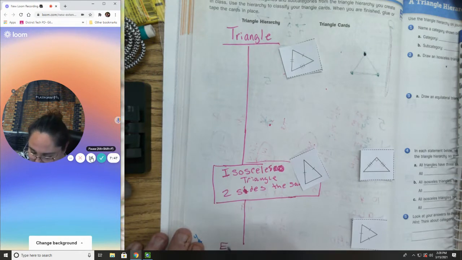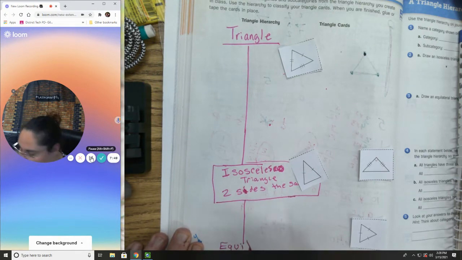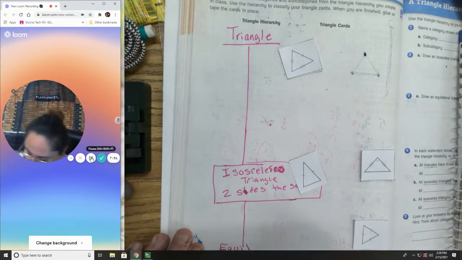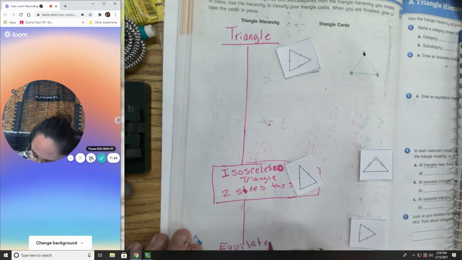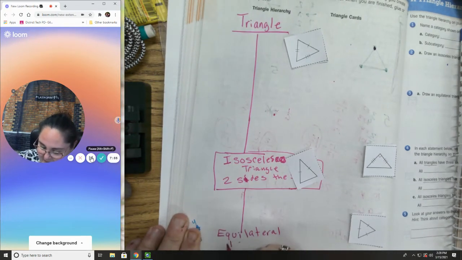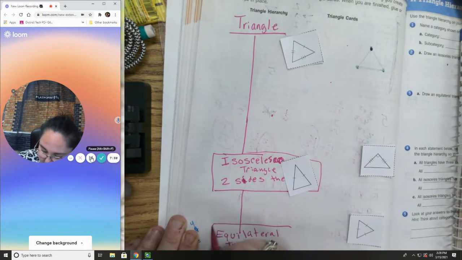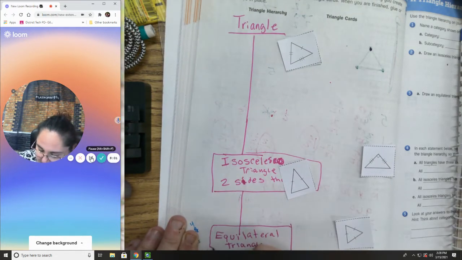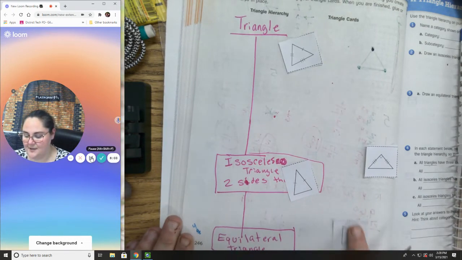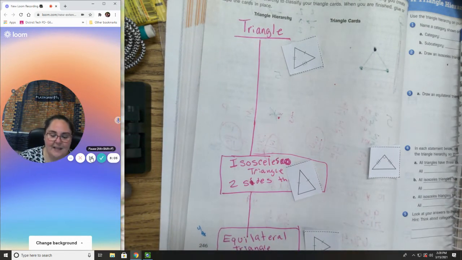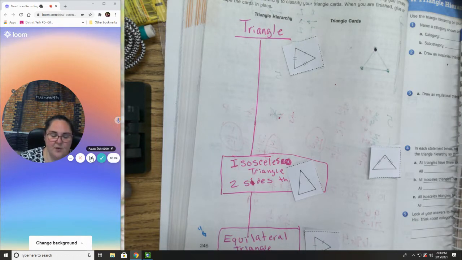So, E-Q-U-I-L-A-T-E-R-A-L, equilateral triangle. And the way that you can remember this is because all sides are the same, so it is equal. All sides are the same, so it says equal. Got it?